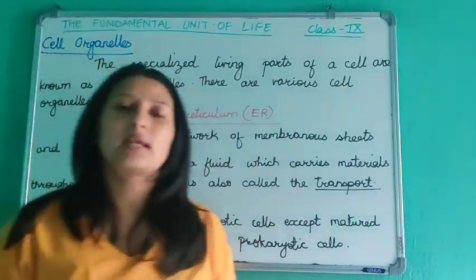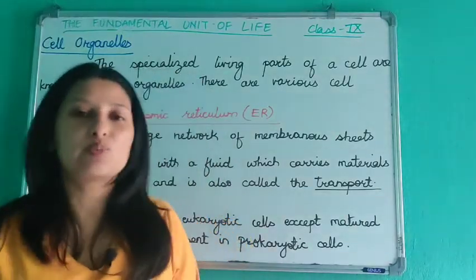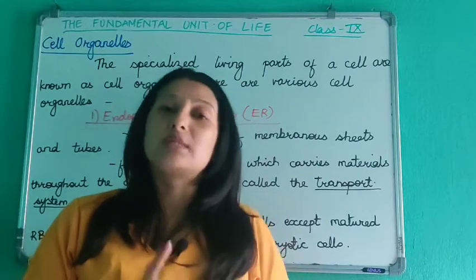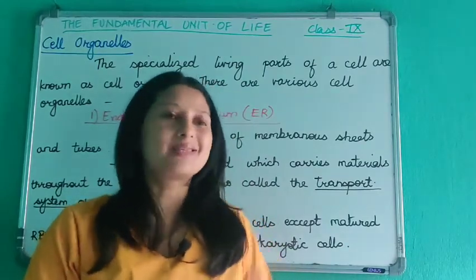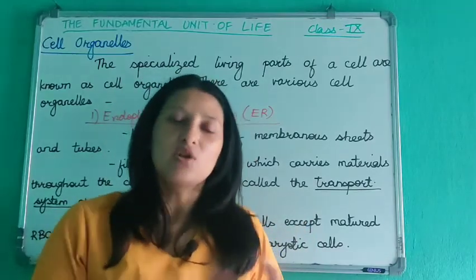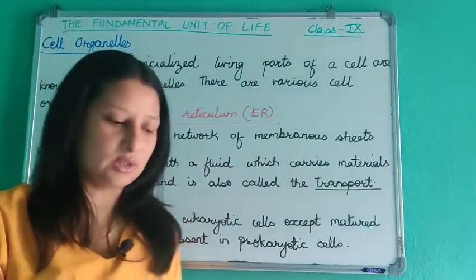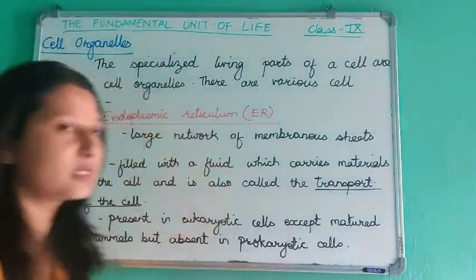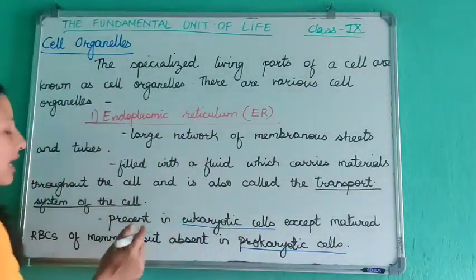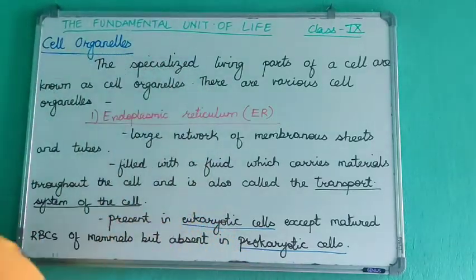But even in eukaryotic cells, where is it absent? Matured RBCs of mammals. Mammals include us human beings too. Okay, cows, goats, monkeys, seals, bears, whatever we see, elephants, all these belong to mammals. So our matured RBCs do not have endoplasmic reticulum. So here two words came, one is eukaryotic cells, the other is prokaryotic cells. So it is present in eukaryotic cells, and not present in prokaryotic cells.